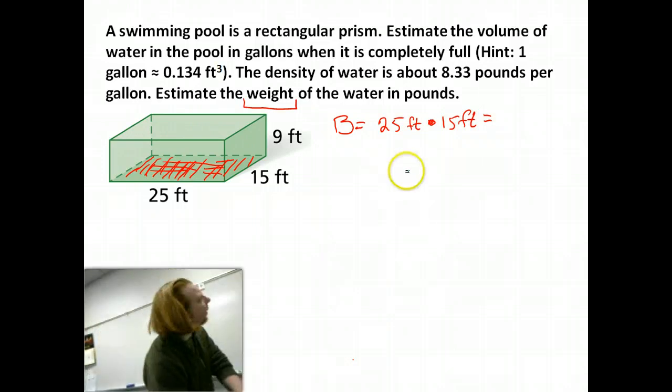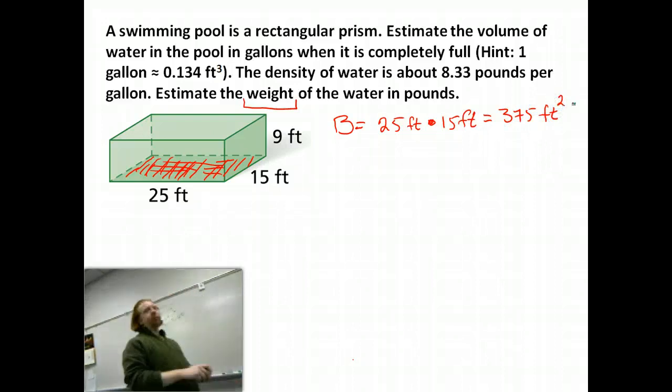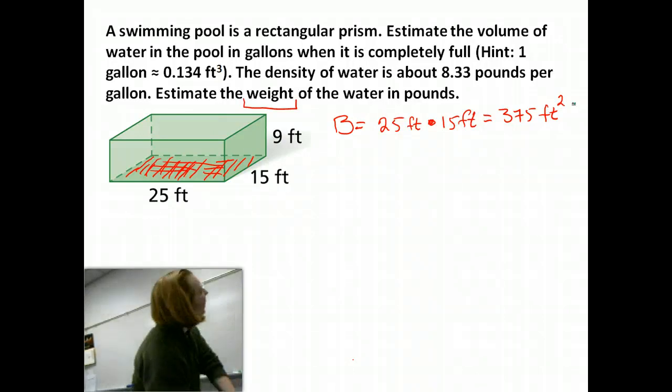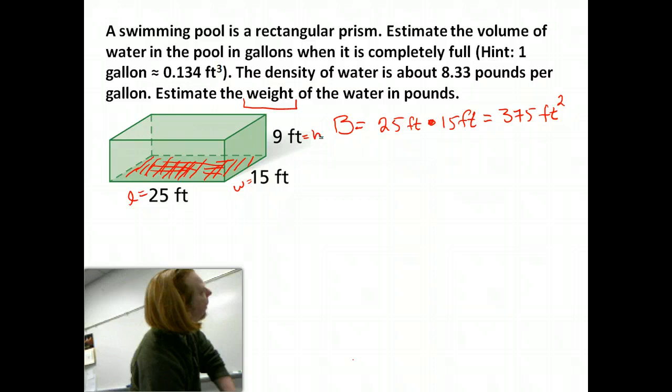So this is going to give me 375. No, 15 is the width. 25 is the length and 15 is the width, and 9 is the height. Don't you have to do 375 times 9? Yeah, let's do length, width, and height. That would maybe be a good way to break it down.